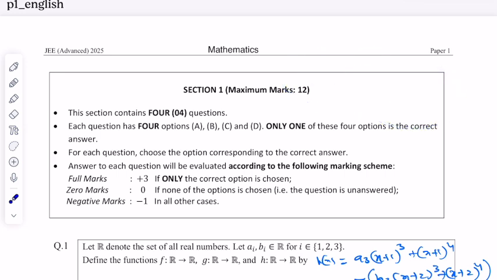So moving on, next we'll see paper 2 and what will be the best thing in paper 2. Let's have a look at it.